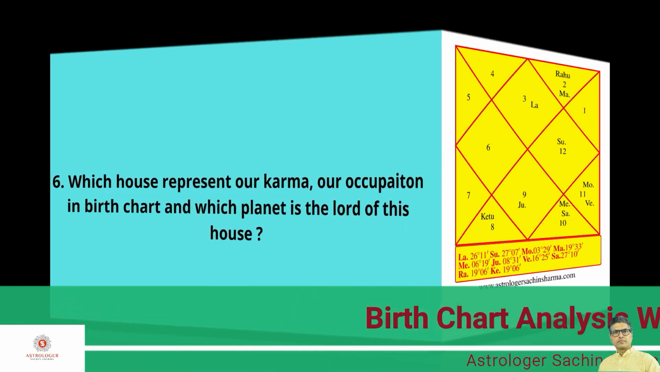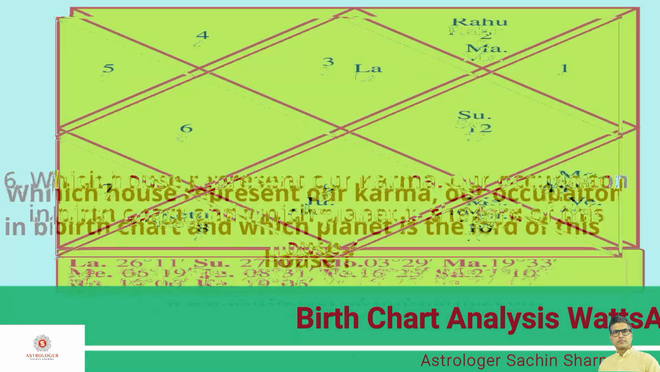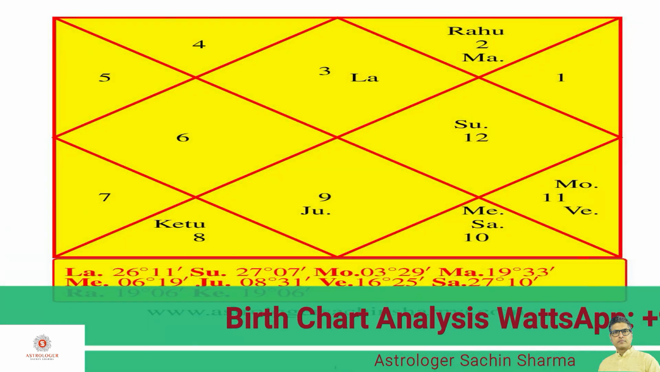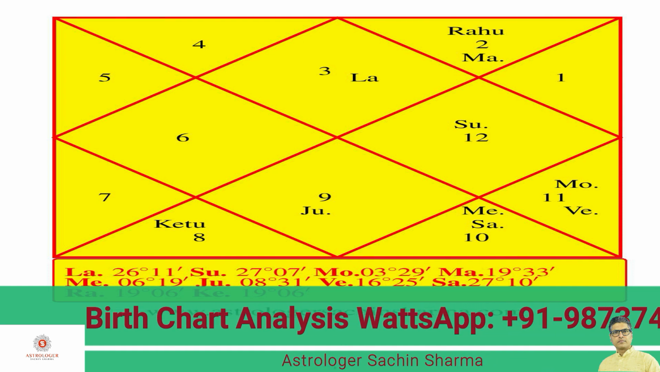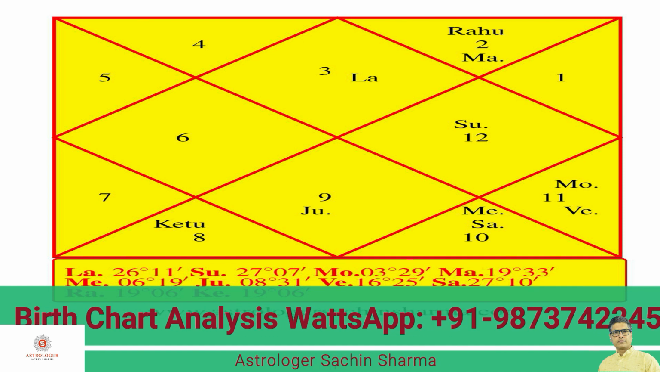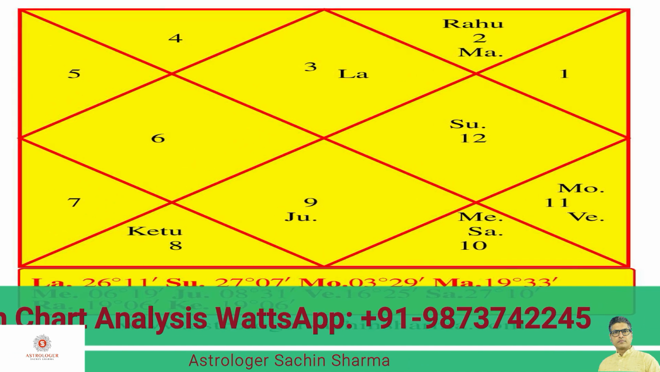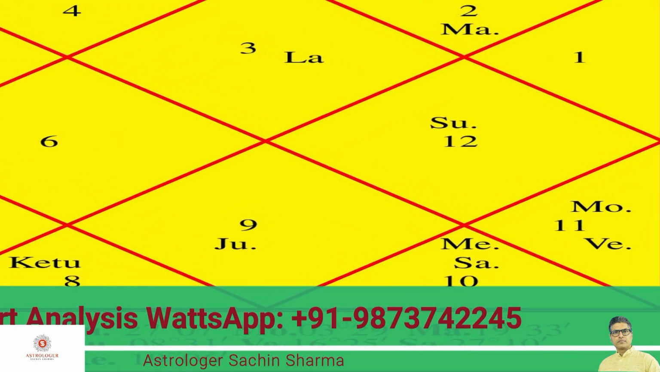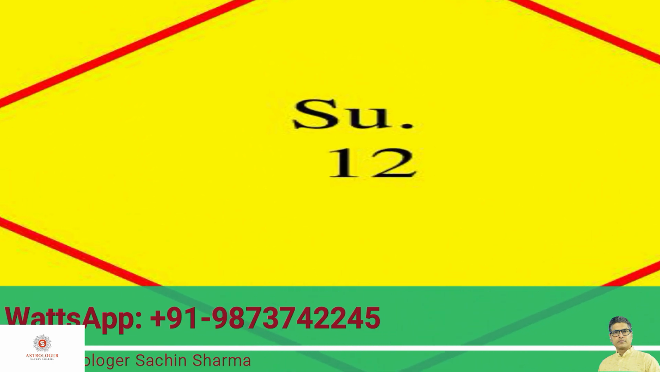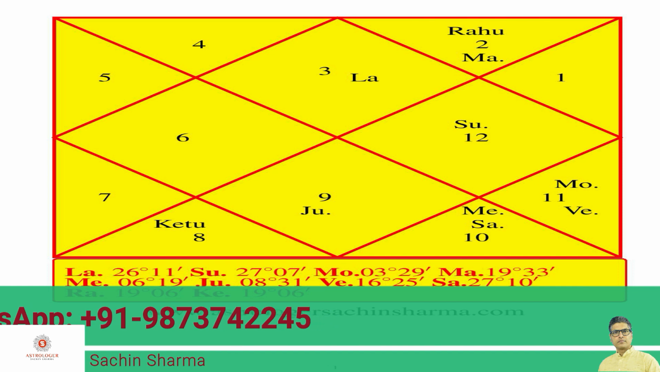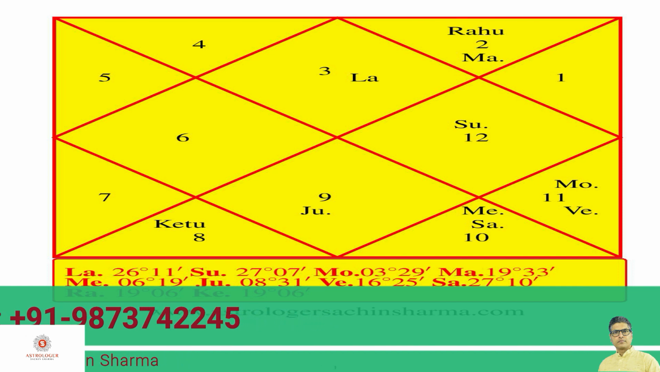Next question is, which house represents our karma, our occupation in the birth chart, and which planet is the lord of this house? As we know, the 10th house is the house of occupation, our house of karma. Therefore, in the 10th house number 12 is written, and number 12 belongs to Jupiter. Hence we can say that the lord of the 10th house is Jupiter here.